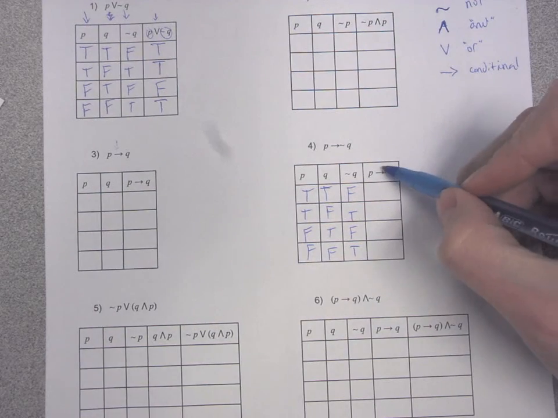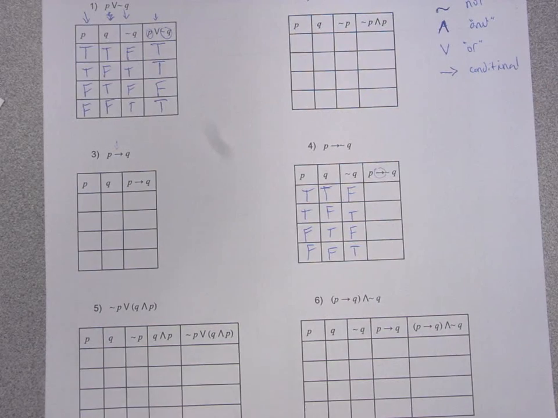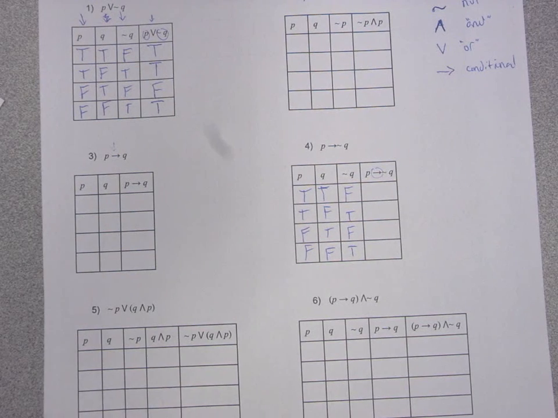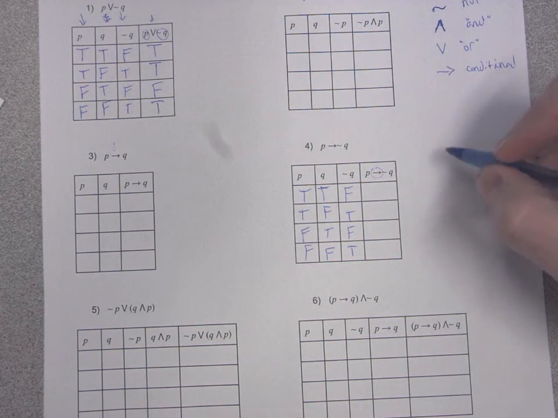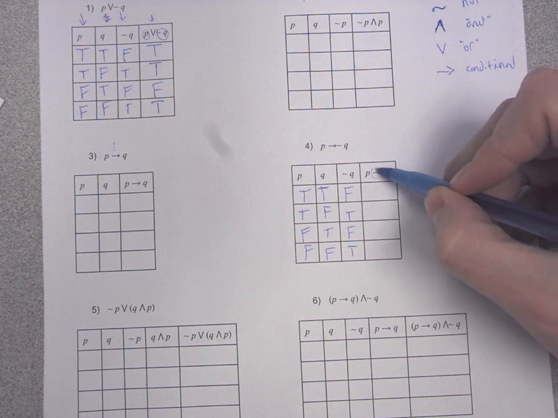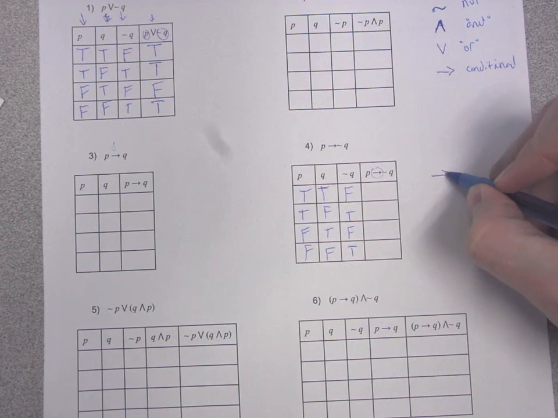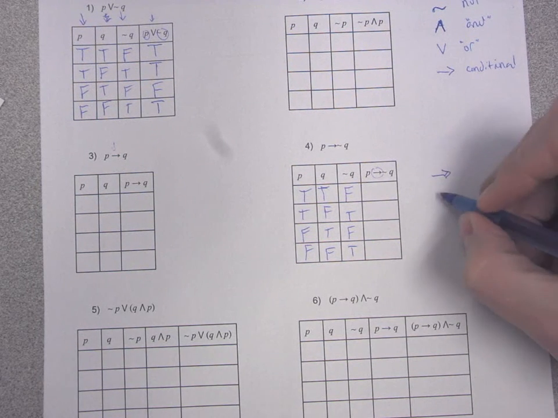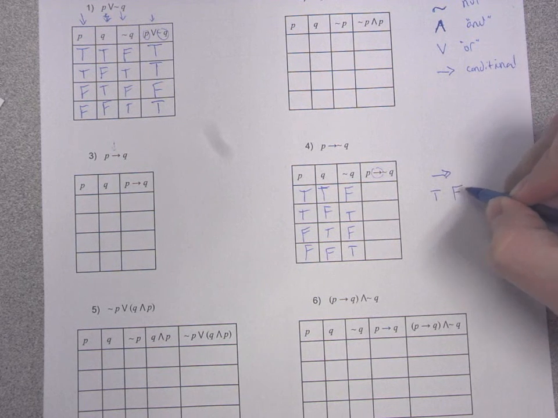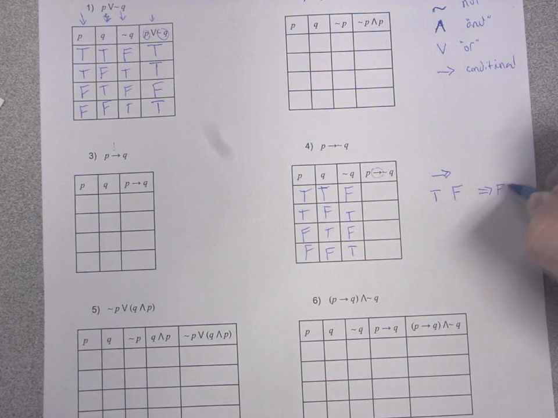Okay, and then this one has a special rule to it. The rule here is that when you're looking from the hypothesis to the conclusion, the only time you're going to get a false with a conditional is if you have a true for the hypothesis and a false for the conclusion. Okay, that is going to lead you to a false.